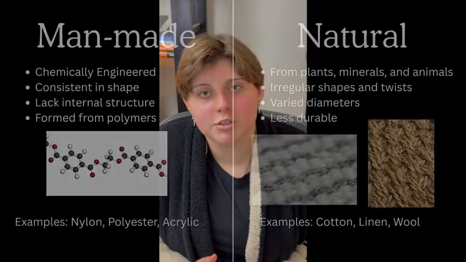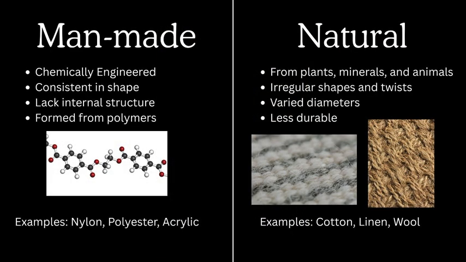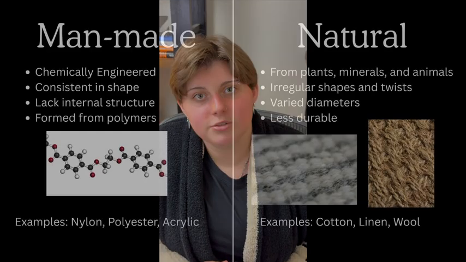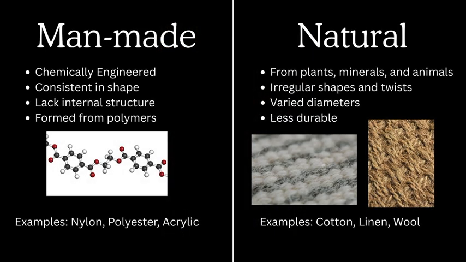All fibers fall into two categories: man-made or natural. Man-made fibers are chemically engineered to be consistent in shape and lack internal structures. All man-made fibers are formed from polymers, long chains containing millions of atoms that vary based on elasticity and durability of the fabric. Natural fibers are from plants, minerals, and animals.